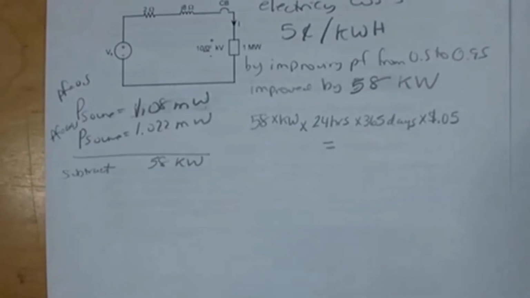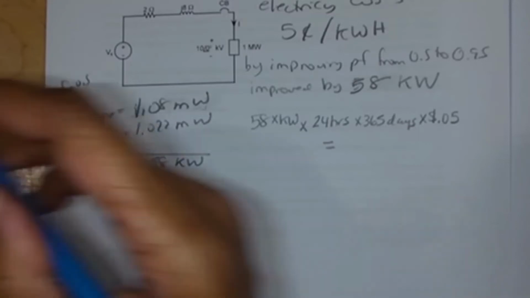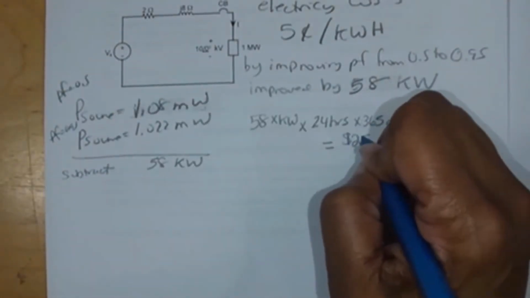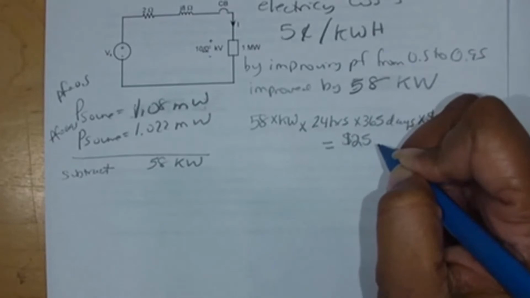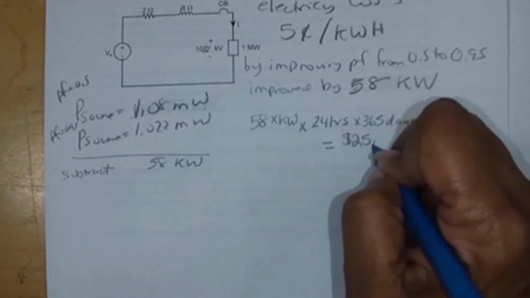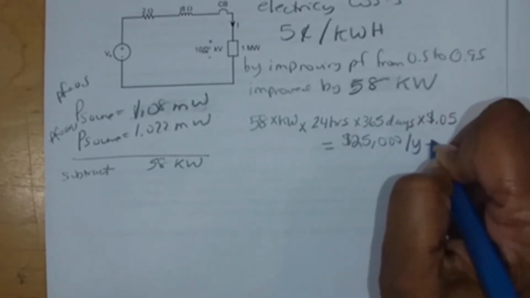So how much money do I save in a year? Yes, Brendan. Let's say $25,000. Approximately $25,000 per year, okay?